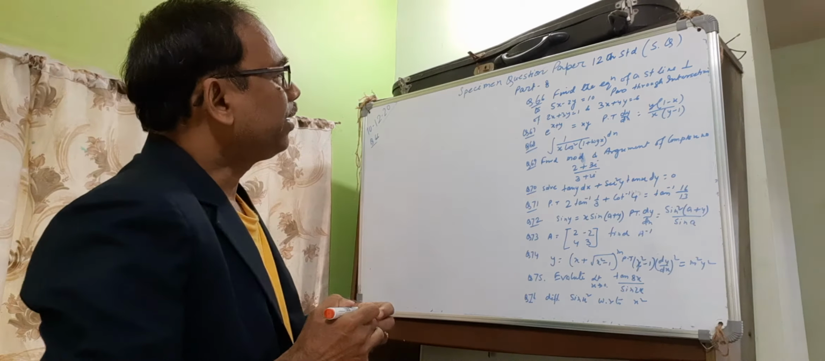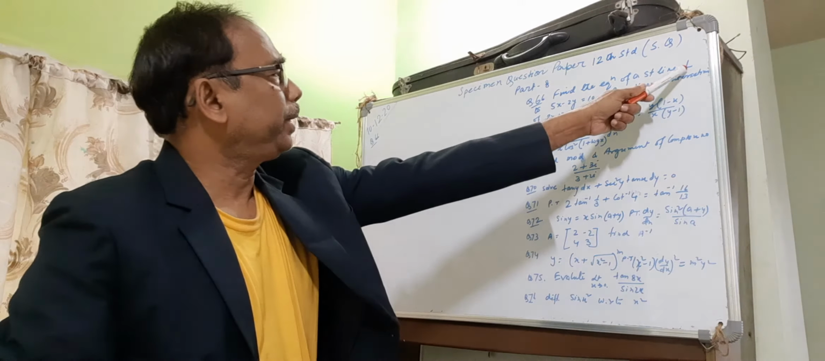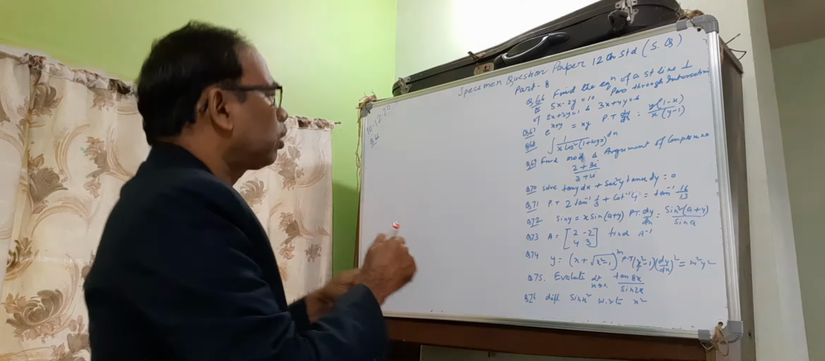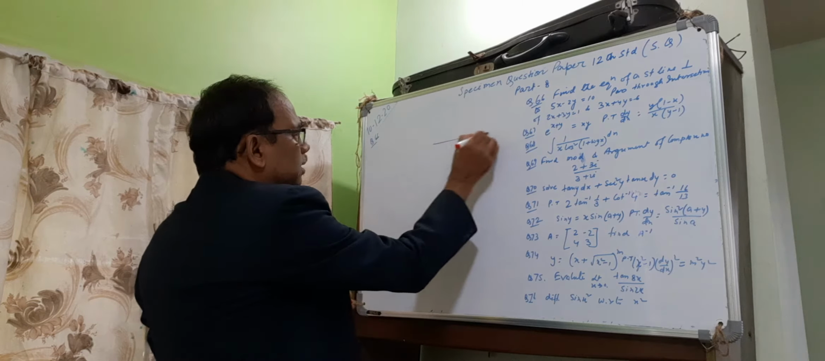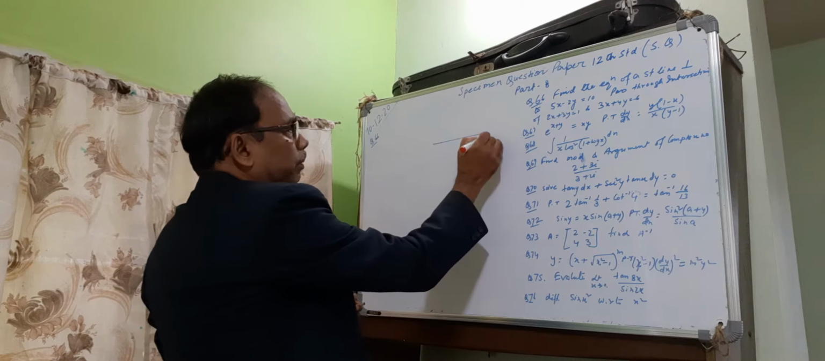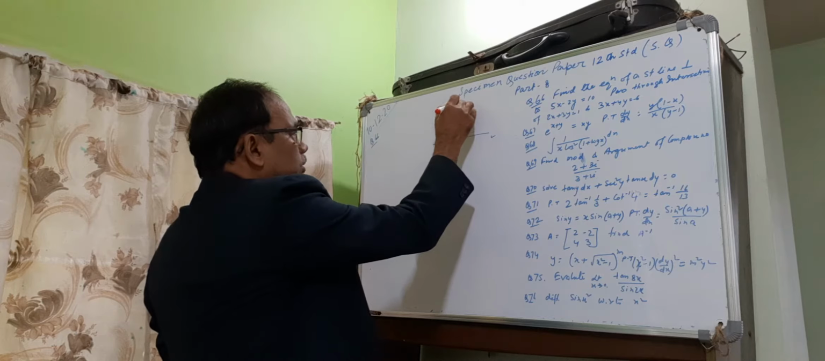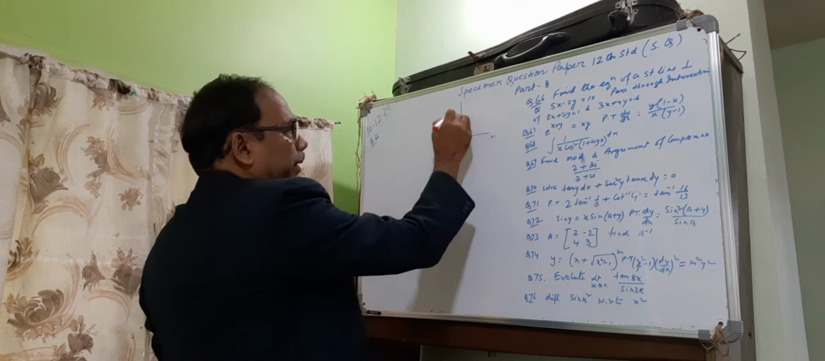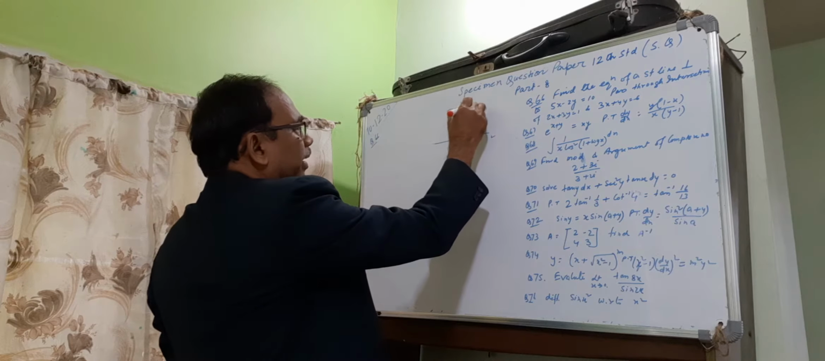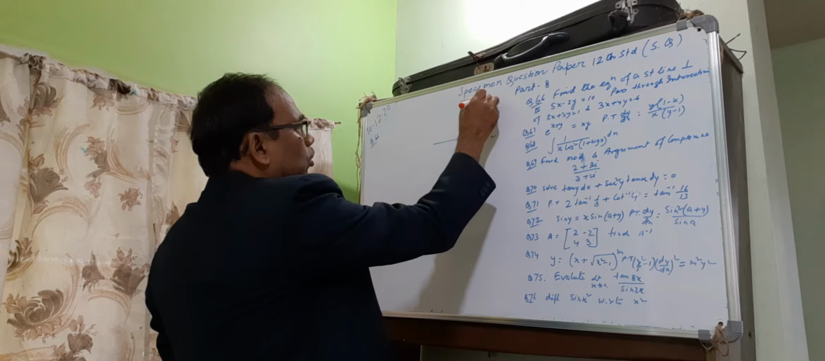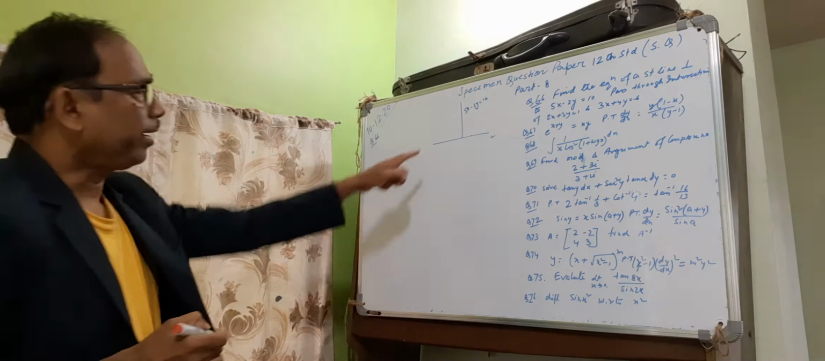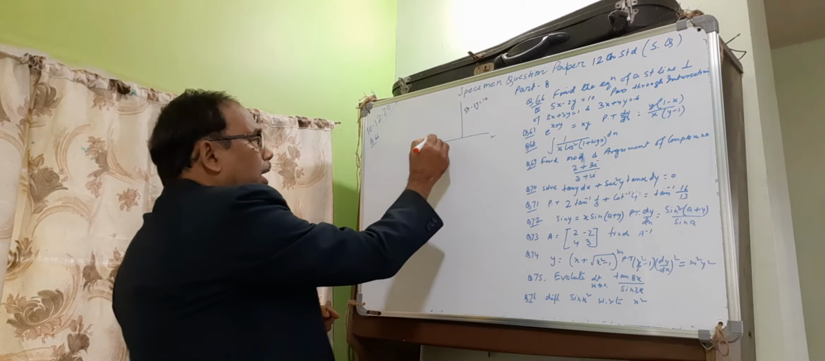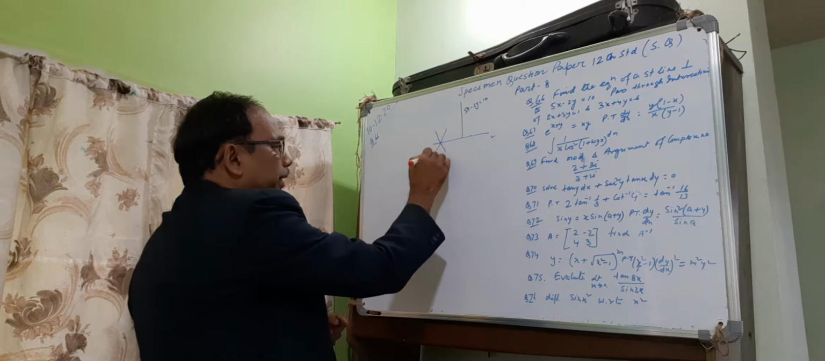Here, find the equation of a straight line perpendicular to this. Suppose this is the equation of a straight line, and this equation is perpendicular to 5x minus 2y equals 10. We have to find the equation of a straight line which is perpendicular to this and passes through the intersection of these two lines given.